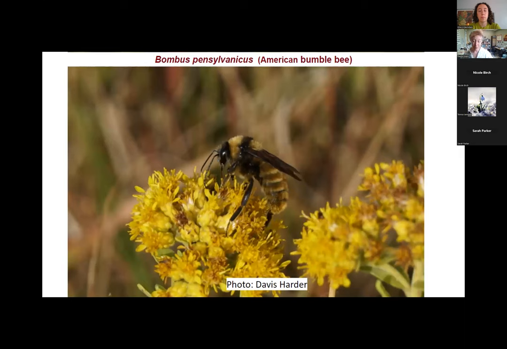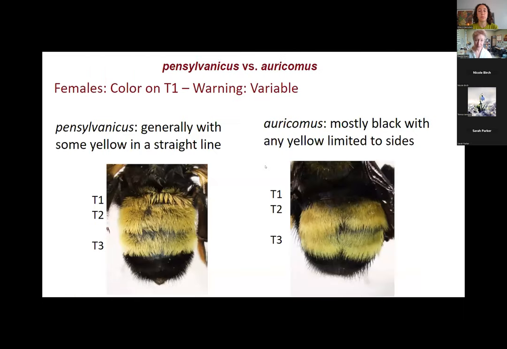This one is, remember I mentioned these males when we were talking about the very yellow bumblebees. The males can be confused with those very yellow bumblebees because they are mostly yellow on the abdomen. For telling these two apart, the best thing I like to see is what's going on with T1 and T2, where pennsylvanicus has more yellow, and griseocollis has more black on that first abdominal segment. But this is something that varies.